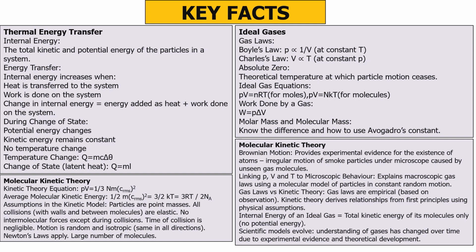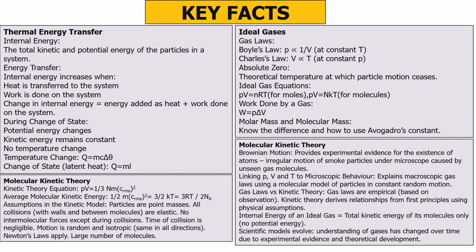Now, the gas laws are empirical, based on observations, whilst the kinetic theory derives relationships from first principles using physical assumptions. Now, the internal energy of an ideal gas is the total kinetic energy of its molecules only. There is no potential energy. Now, again, scientific models evolve, so understanding of gases has changed over time due to experimental evidence and theoretical development. Now, the kinetic theory equation is pV = 1/3 Nm⟨c²⟩, where c is the root mean square velocity. So the average molecular kinetic energy is ½m⟨c²⟩, which is equal to 3/2 kT, which is equal to 3RT/2N_A, where N_A is Avogadro's constant.